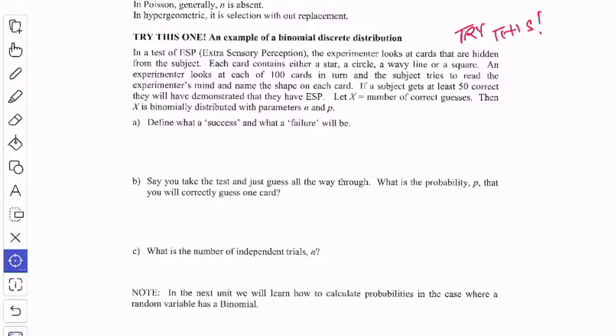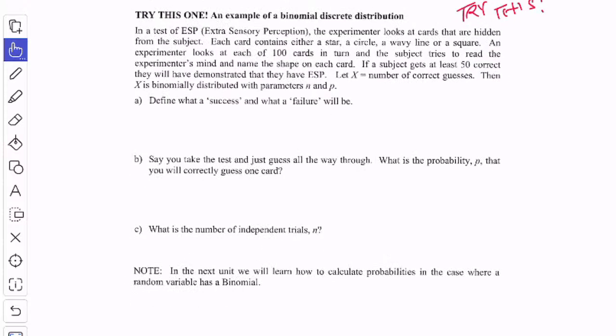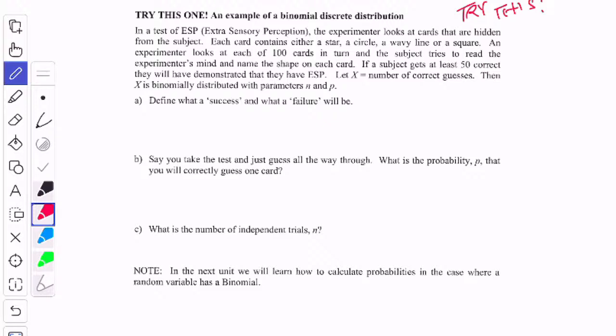Let's go through the criteria in turn. What is a success in this example? How will you define success?